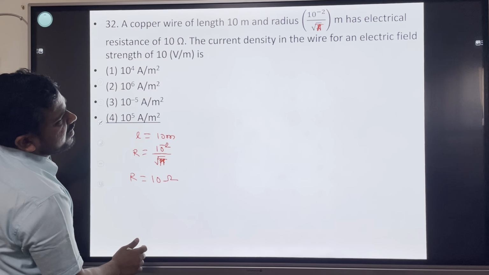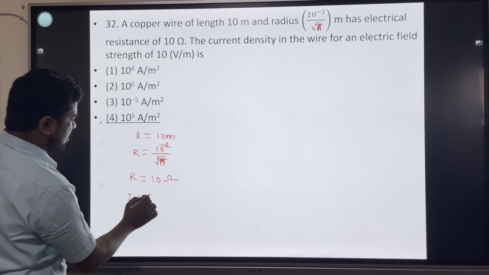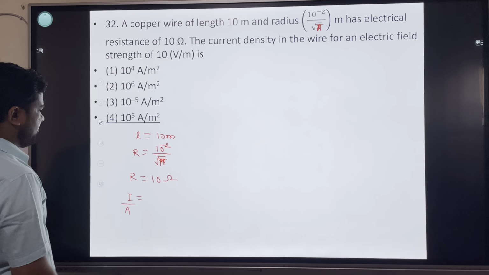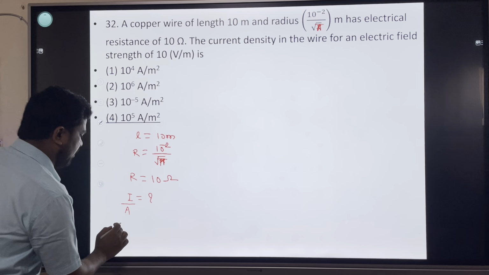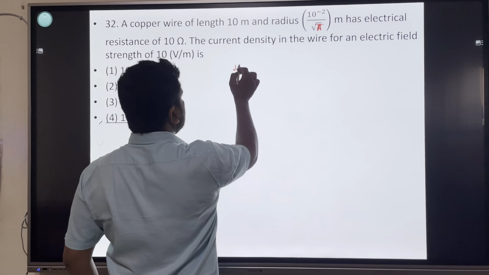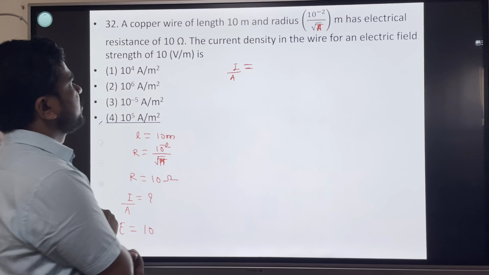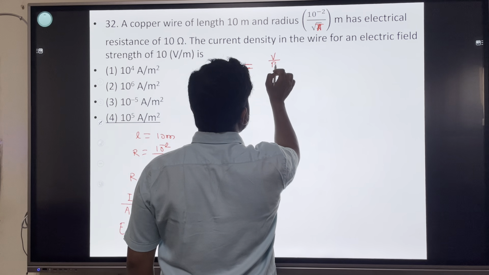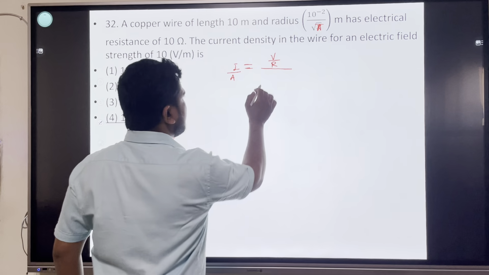Current density in the wire for an electric field strength. Current density is current per unit area. We have to find current per unit area for electric field E is equal to 10 volt per meter. Current per unit area, current divided by area. Current formula: current I is equal to V divided by R, Ohm's law. Area formula is pi r square.